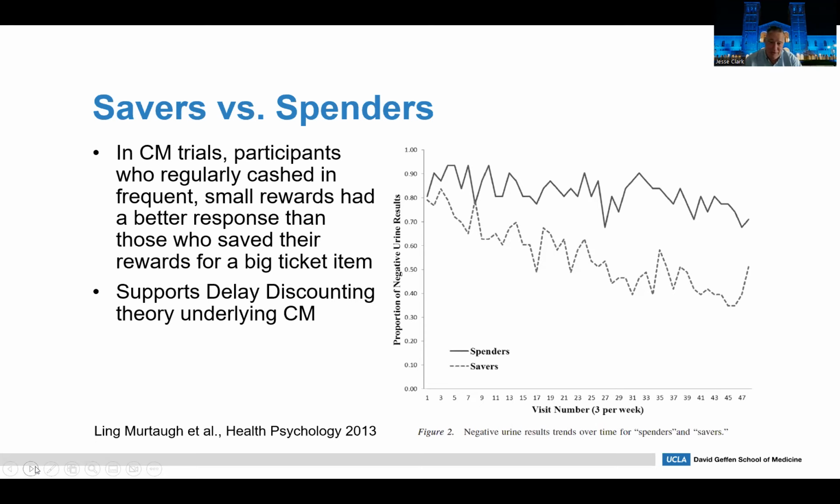And they found that actually the people who cashed in their rewards frequently had a much better response than those people who were saving up their rewards for a big ticket item. This suggests that it's a critical component of the benefit of contingency management, this frequent spending, the frequent small rewards. If people try to save it up and wait to get a big reward down the line, they're less likely to be successful than the people who are getting these small positive bursts of support along the way by cashing in the rewards for little things here and there. Next slide.